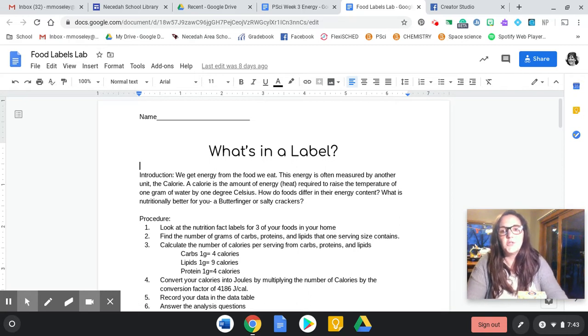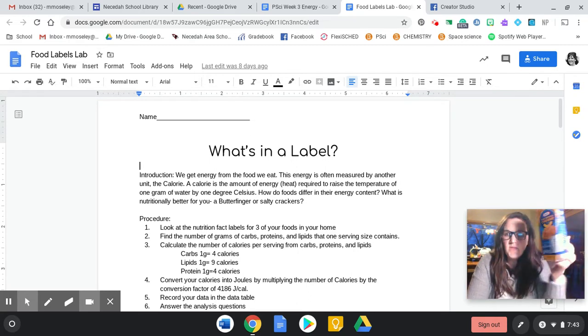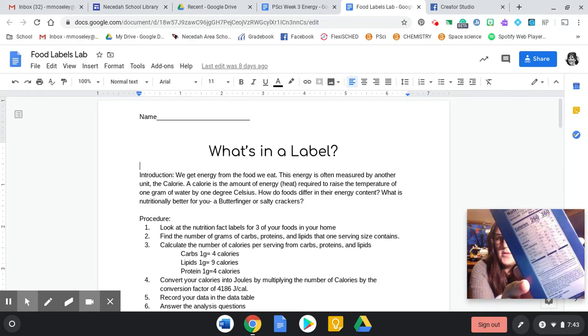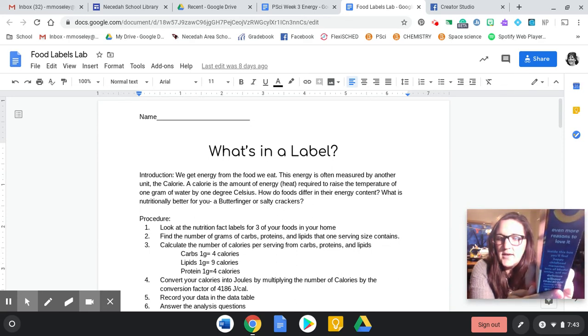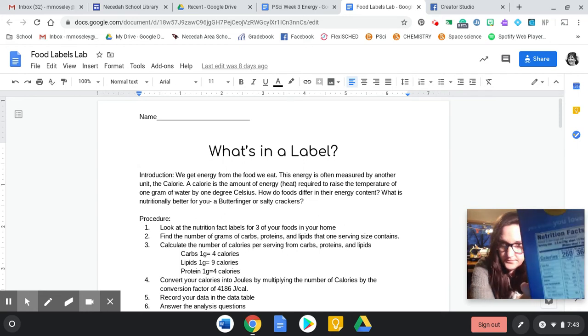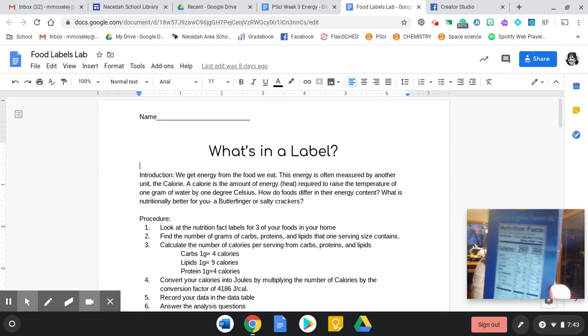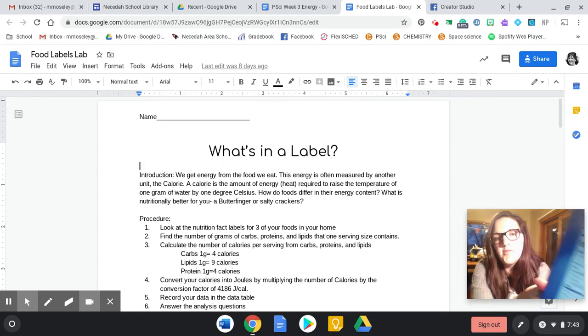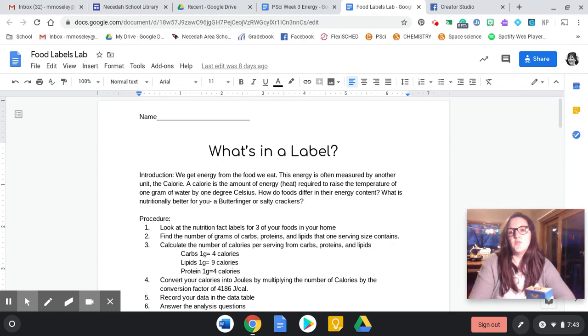So basically what you're going to do is you're going to pick 3 foods. And so I have some mac and cheese here. And you're going to be using the nutrition label on the back or the side of your food to go through and figure out how much energy is in this food and where is it coming from. So you're going to be looking at carbs, lipids, and proteins. And do your foods have more carbs, more lipids, or more proteins?